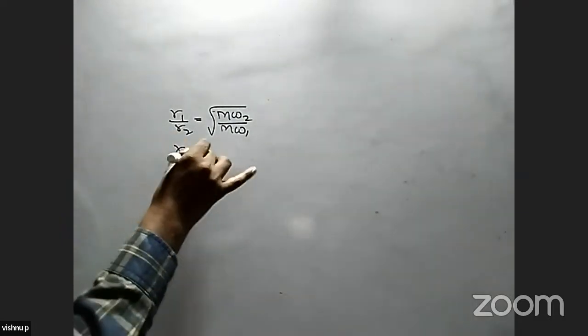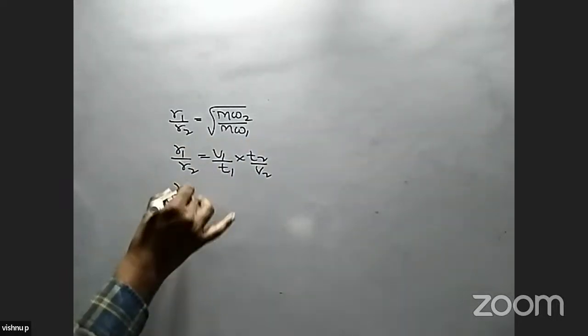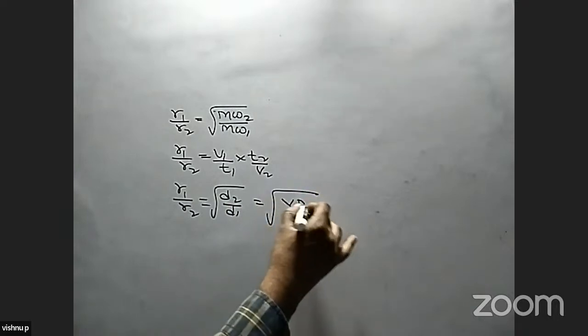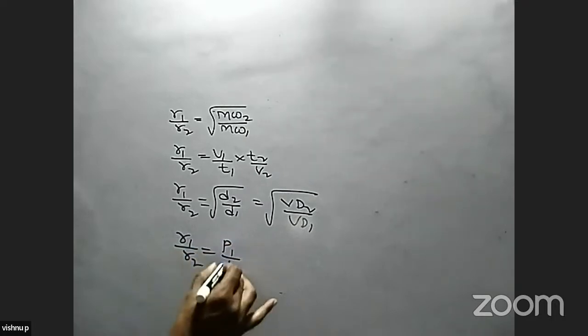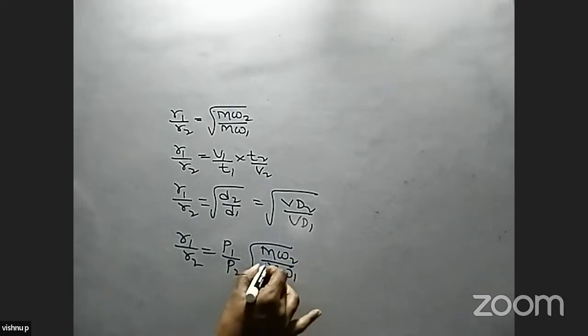So here R1 by R2 is equal to root of molecular weight of second gas by molecular weight of first gas. Or R1 by R2 is equal to V1 by T1 into T2 by V2. R1 by R2 is equal to root D2 by D1, density, or we can take vapor density also. Or R1 by R2 is directly proportional to pressure, P1 by P2, root molecular weight 2 by molecular weight of gas 1. This is effusion or diffusion of gases.